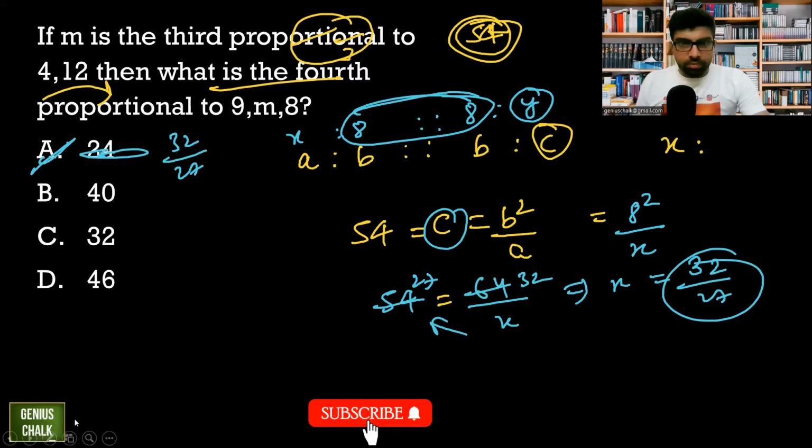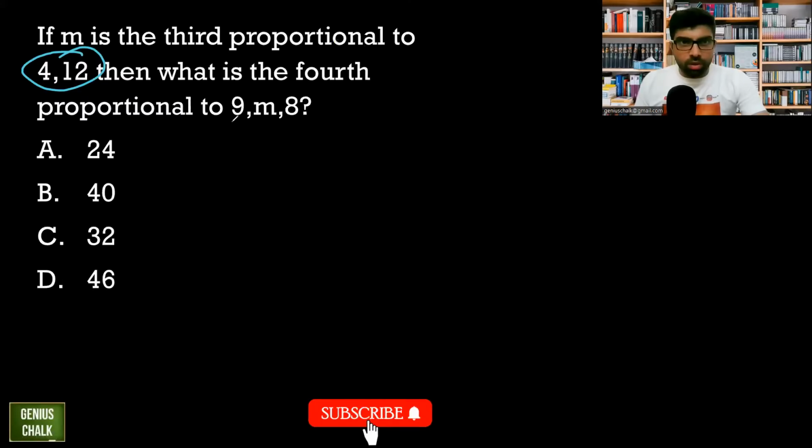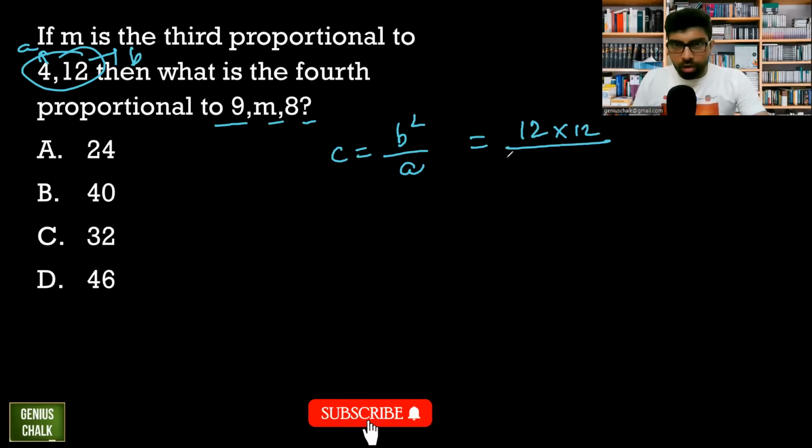Next one, if M is the third proportional to this and this, then what is the fourth proportional to this, this, and this? Third proportional means B square by A. Here, this is B, this is A. So third proportional C is equal to B square, that is 12 square, 144 by A. So that is 4 3s are, so 12 3s are 36 is the third proportional. And it is saying that it is M actually, not C. So I have to replace this by M. Okay, so this is the value of M. M is how much? 36.